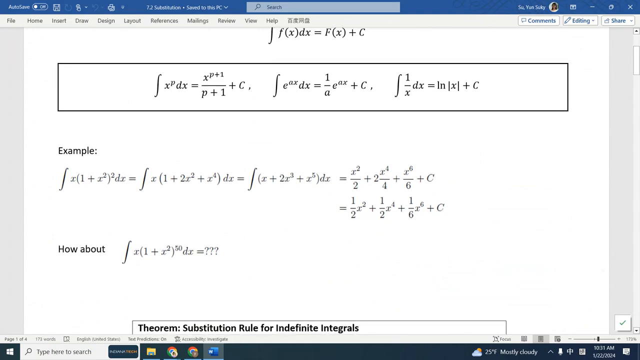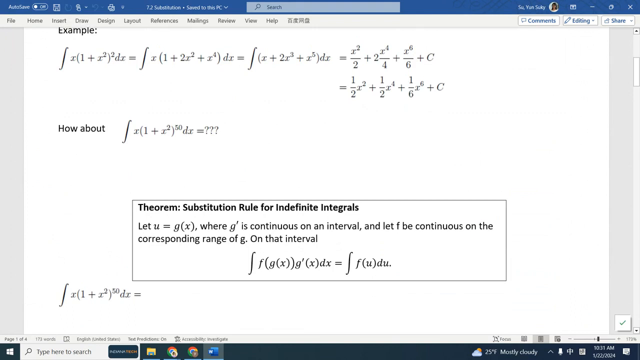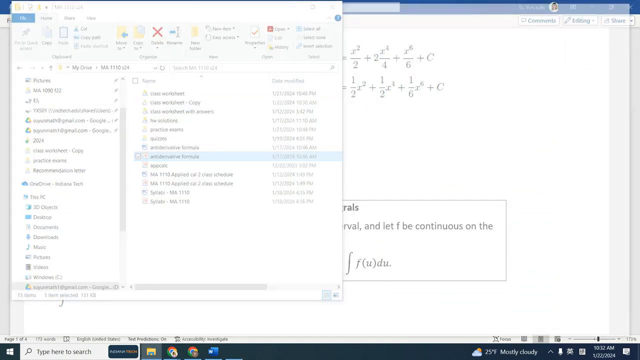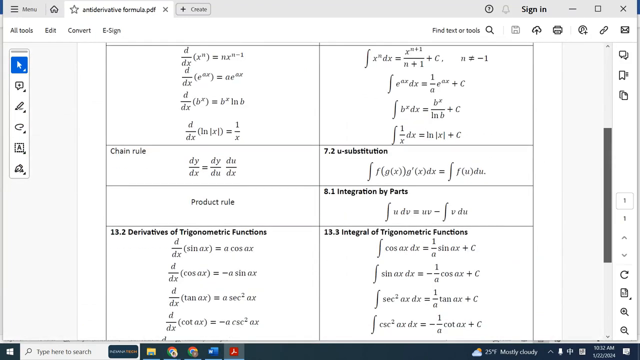So that's why we need the U substitution. And you usually use U substitution when you see a composite function. Do you see here? I have a composite function. I have the inner function 1 plus x squared. And then we have the outer function, something to the 50, right? So we see a composite function, then we use that. Do you still remember I gave you the antiderivative formula in the beginning of the class? This one? Yeah? Okay.